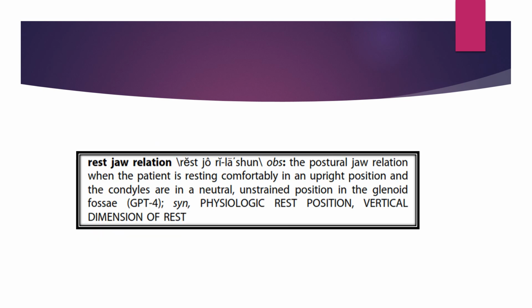Coming to the rest jaw relation, otherwise known as physiologic rest position or vertical dimension of rest. It is defined as the postural jaw relation when the patient is resting comfortably in an upright position and condyles are in a neutral, unstrained position in the glenoid fossa, according to GPT-4.